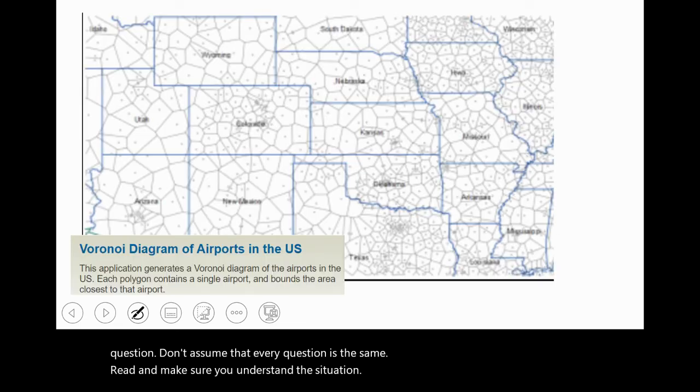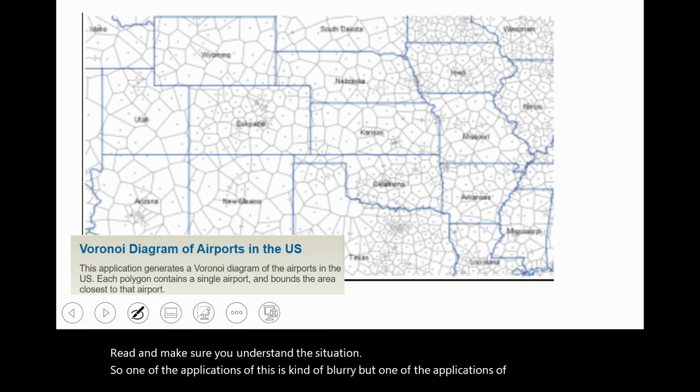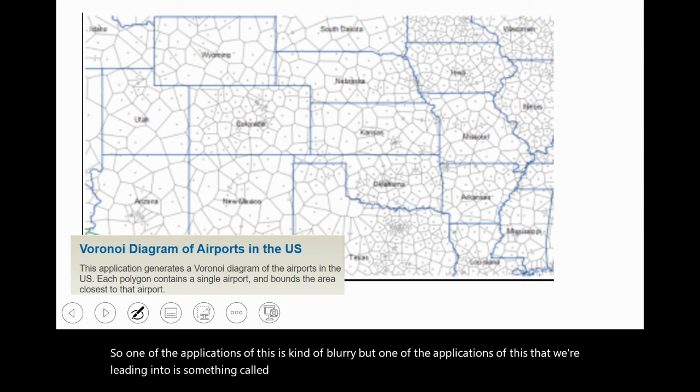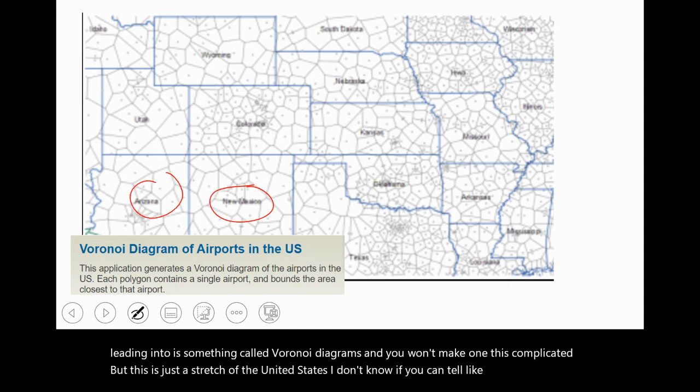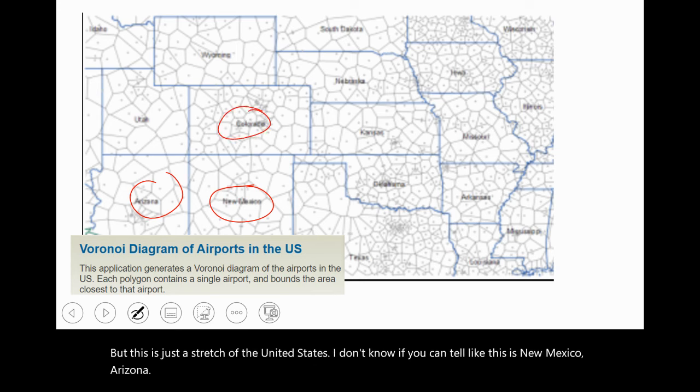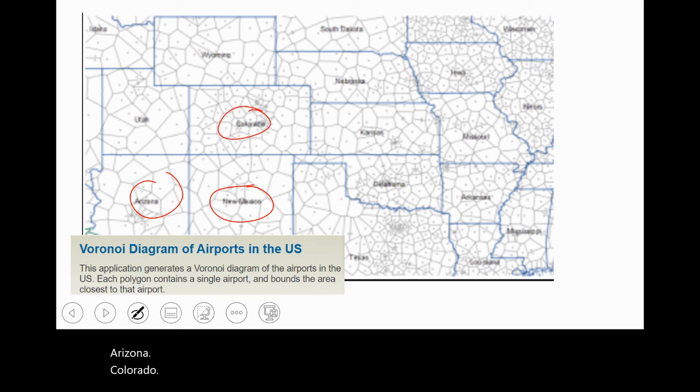So one of the applications of this is kind of blurry, but one of the applications that we're leading into is something called Voronoi diagrams. You won't make one this complicated, but this is just a stretch of the United States. I don't know if you can tell, this is New Mexico, Arizona, Colorado. And these little dots are the airports.